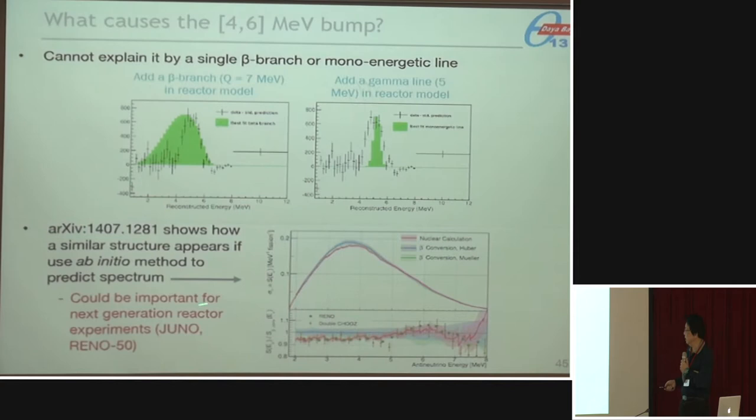So basically, when you actually go into detail to look at what's in those models, for example the Huber-Mueller models, they try to use the ab initio method to predict the spectrum, but there are still many unknowns. There are thousands of branches in the reactor neutrino spectrum, so some of them are still not known very well. For example, we have found that some of them are probably only known to the 50% level, and if the endpoint is very close to the 5 MeV region, that can cause the discrepancy. So far, I think that's our current understanding.